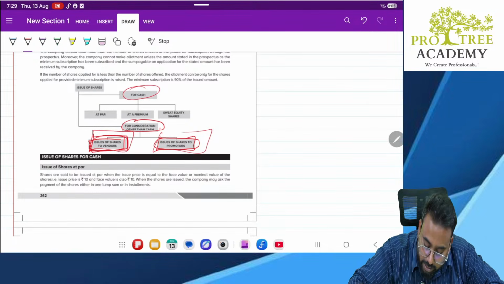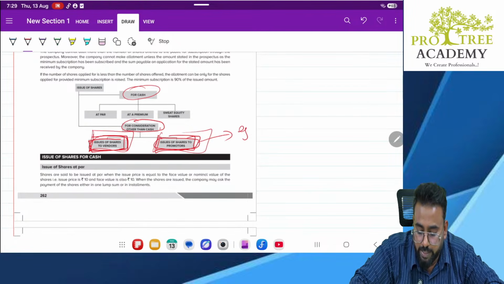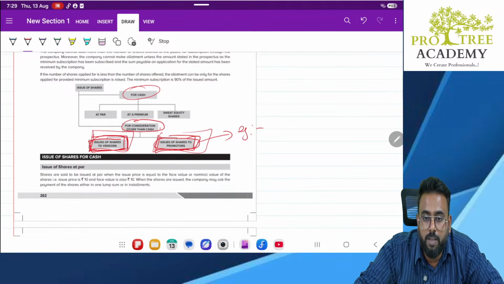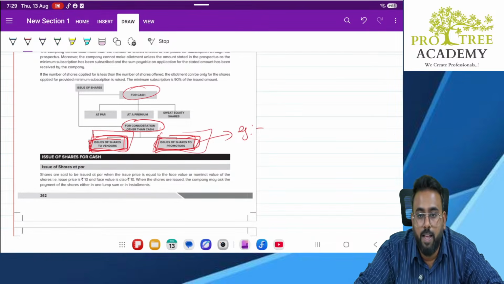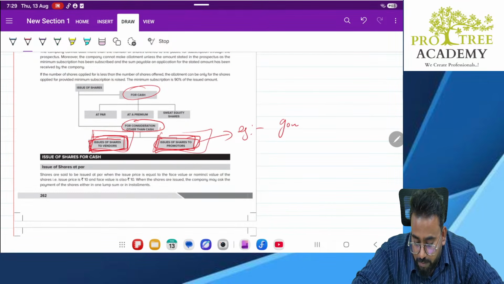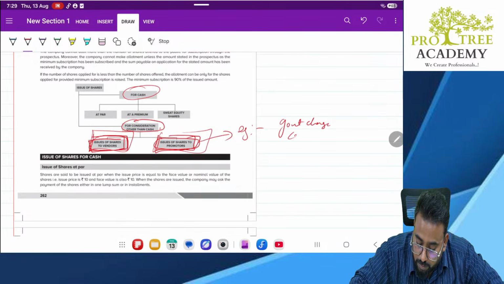Clear? And then what is this, sir? What is the classic example of this? The classic example of this is, say, for example, A, B, C all put together wanted to float a company. Yes, sir, all wanted to float a company. Now, to float a company, there is some cost. Government charges will be there. Your charges, the company secretary charges will be there.